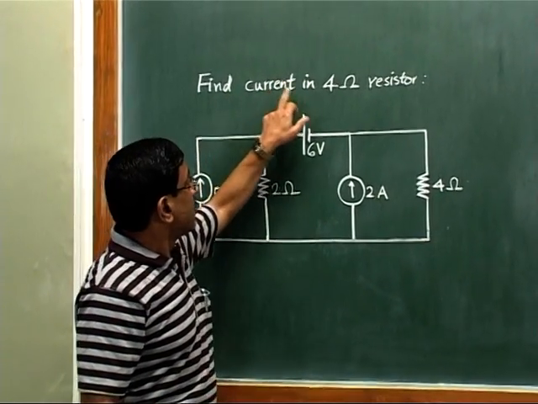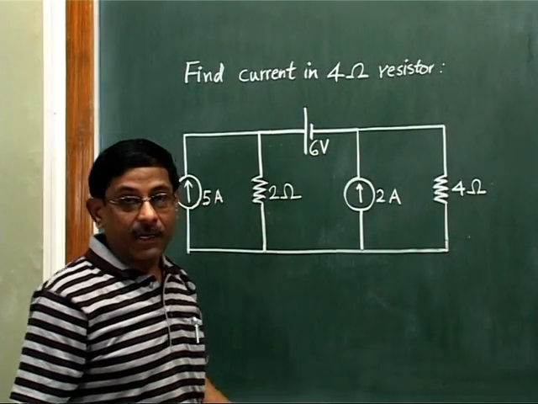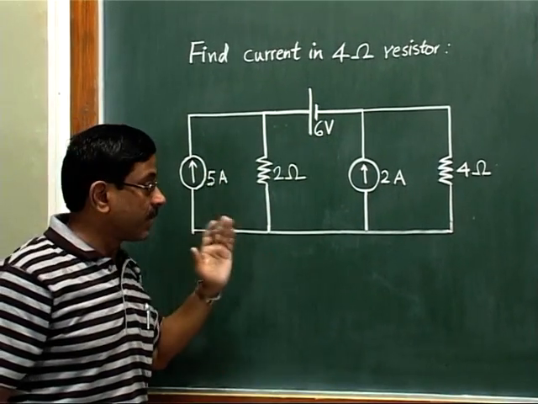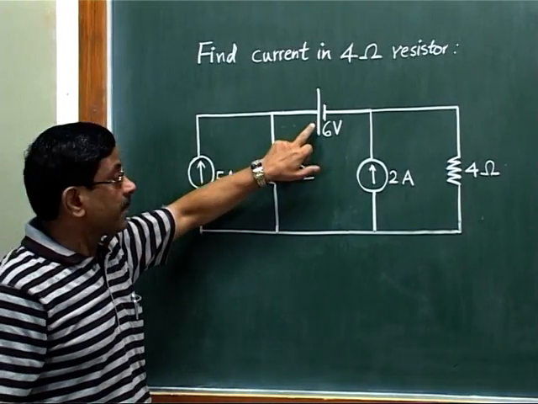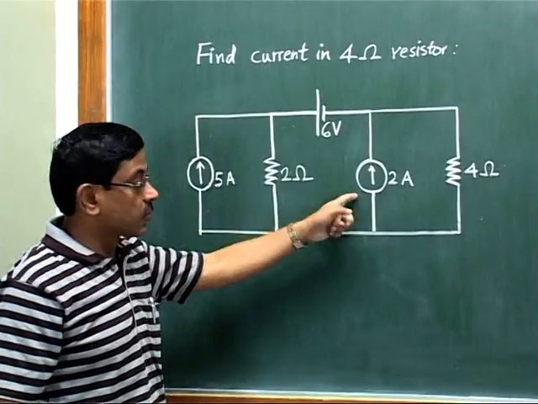Now one more problem we will solve with the help of the superposition theorem. See here, the problem is: find the current in the 4 ohm resistor. They have not mentioned any internal resistances of the batteries. That means all our sources are ideal ones. Now see, this is some combination. One voltage source is there and two current sources are there.